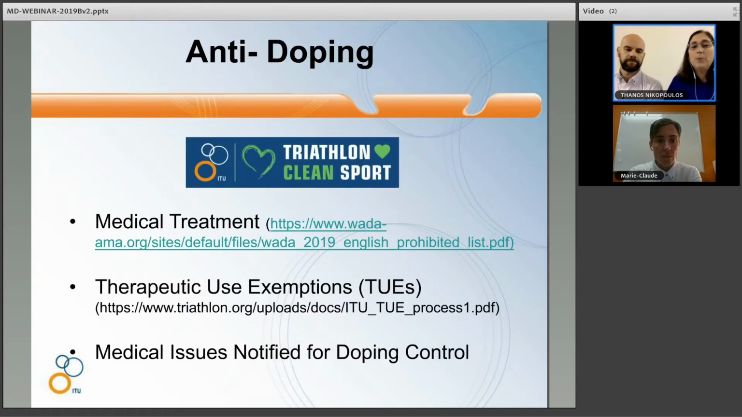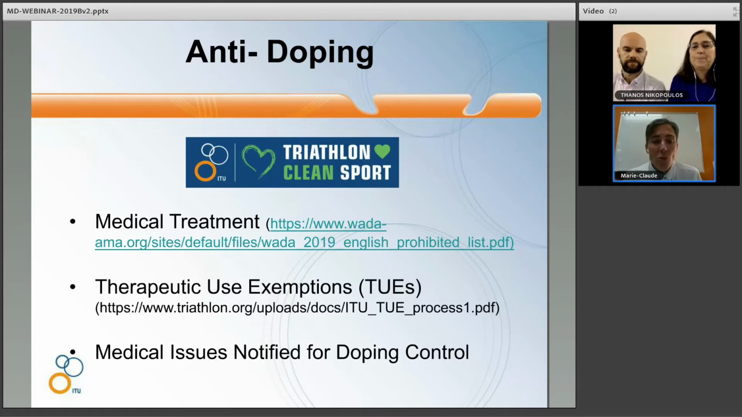With regards to medical treatment, I'm going to ask the doctor to comment in a moment, but sometimes we have athletes who get ill or have an accident and have to go to the medical tent. Doctor, can you tell us a little bit about what happens when you're the medical delegate and an athlete comes to you in a condition?